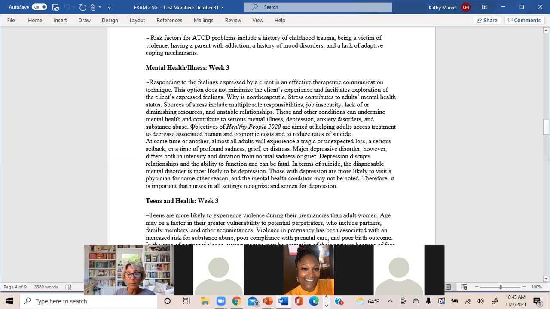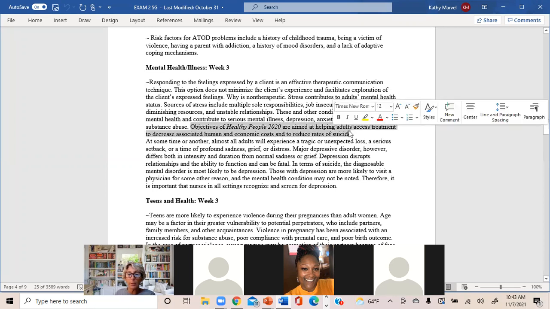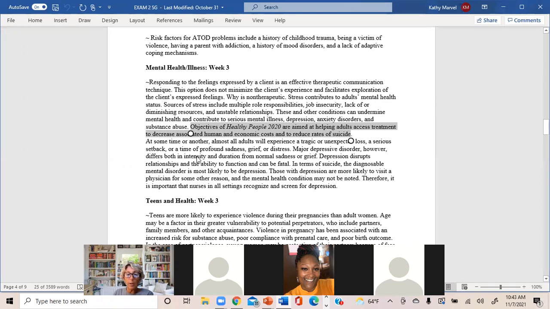So this right here is a particular Healthy People 2020 objective, right? And then we know that at some time or another, everybody's going to experience a tragic, unexpected loss, setback, sadness, a time of profound sadness, grief, and distress, right? We as nurses need to be educated and have the experience of how we therapeutically communicate with these people, these families, these communities. Has there been a natural disaster in the community? Has there been a death in the family?